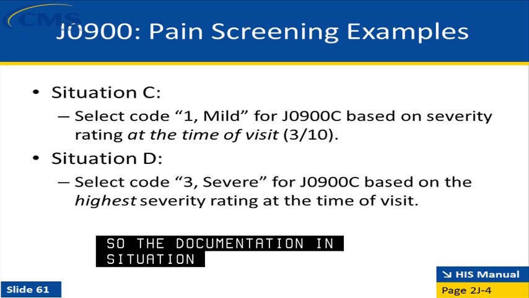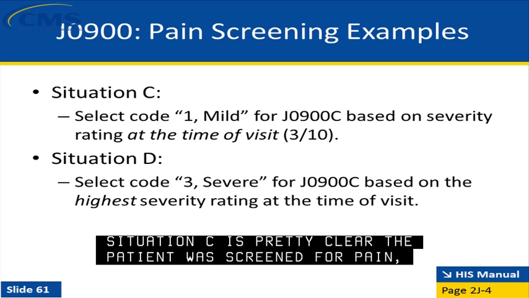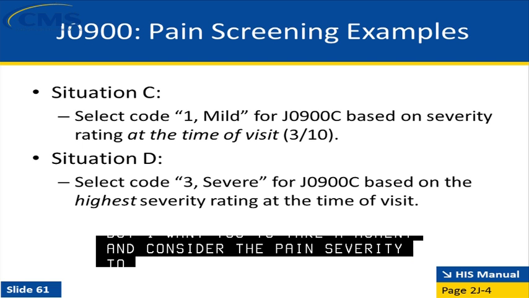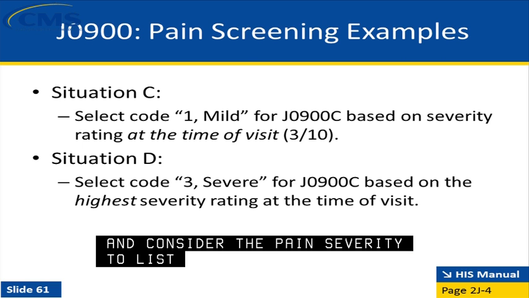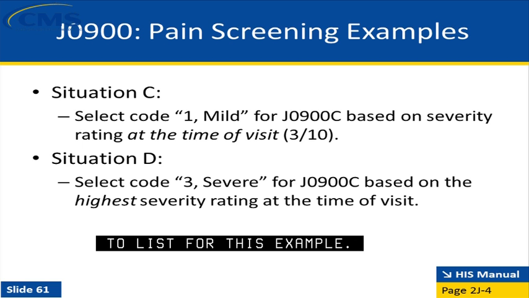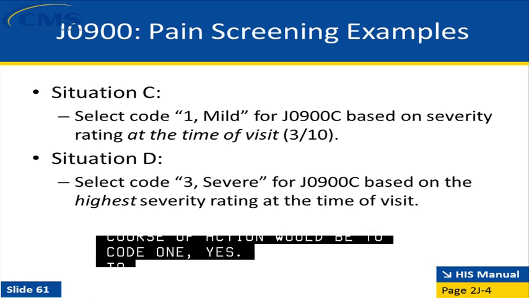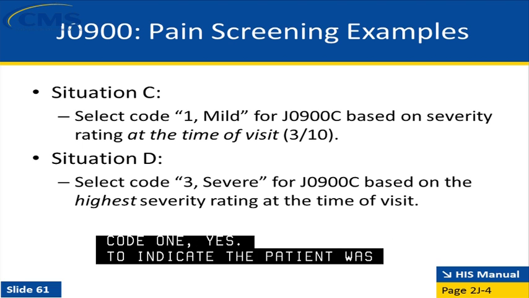So the documentation in situation C is pretty clear that the patient was screened for pain, but I want you to take a moment and consider the proper pain severity score to list for J0900C for this example. In situation C, the correct course of action would be to code 1 yes for J0900A to indicate the patient was screened for pain, and enter August 12, 2014 for the date.